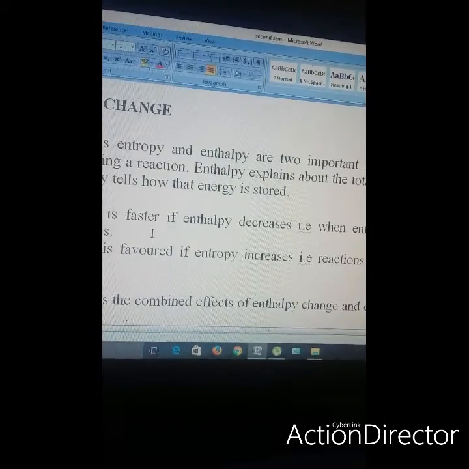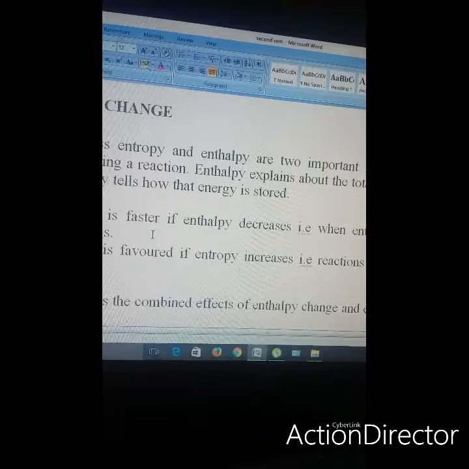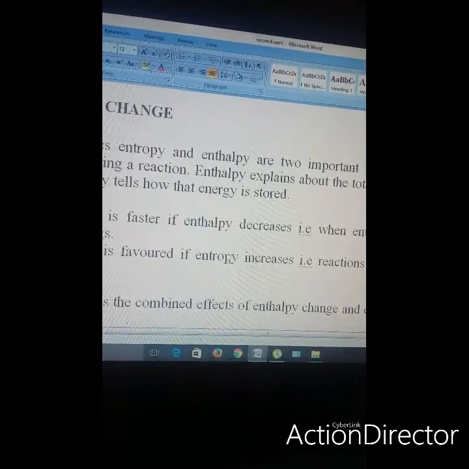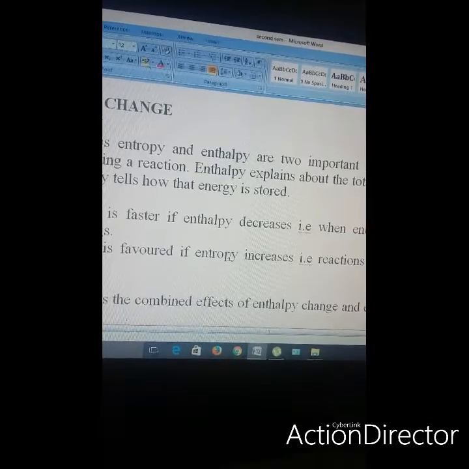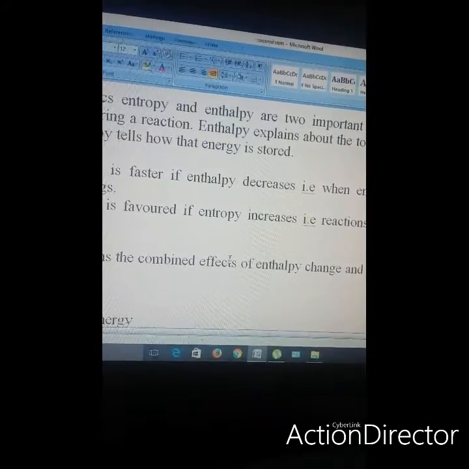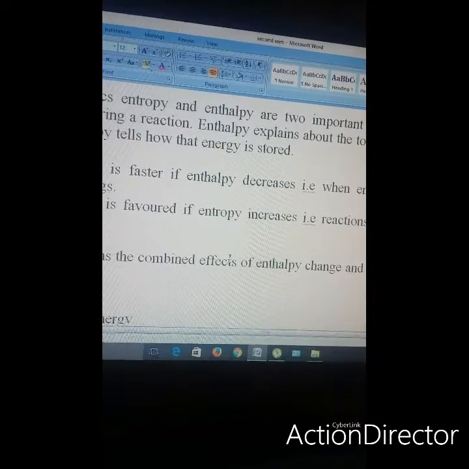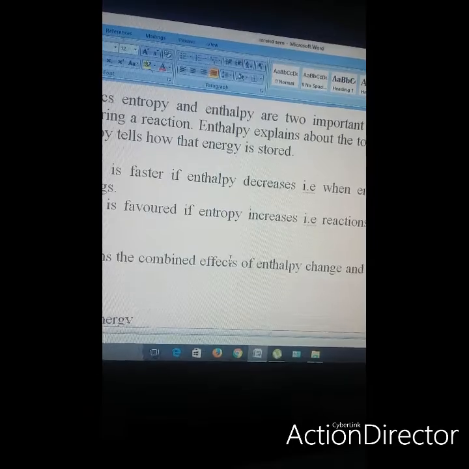That is, when enthalpy is transferred to the surroundings, and when entropy increases, then the reaction will be faster. The free energy change thus is explained well by two concepts, that is enthalpy and entropy.